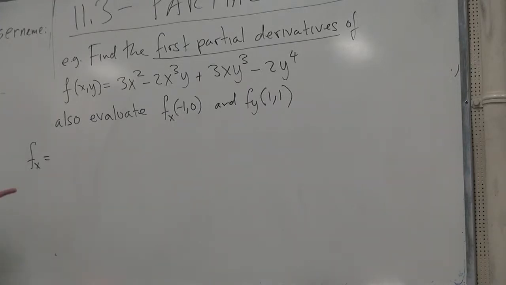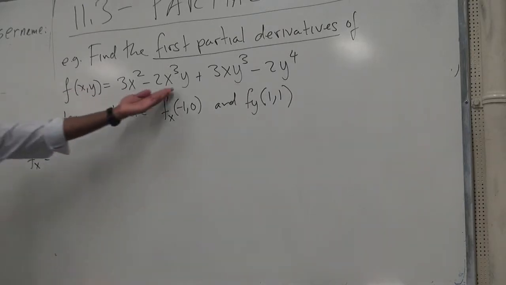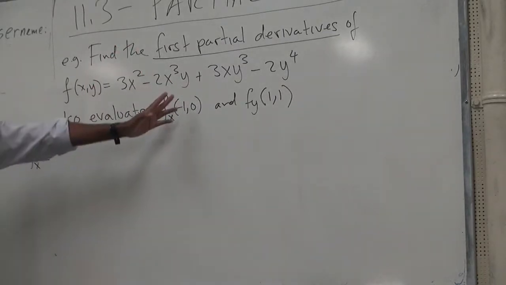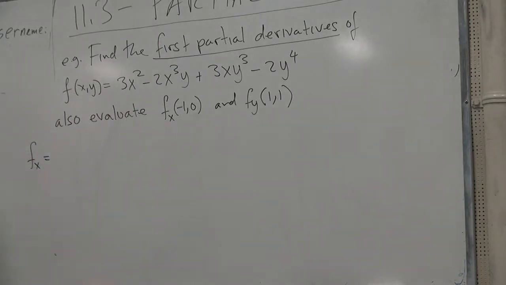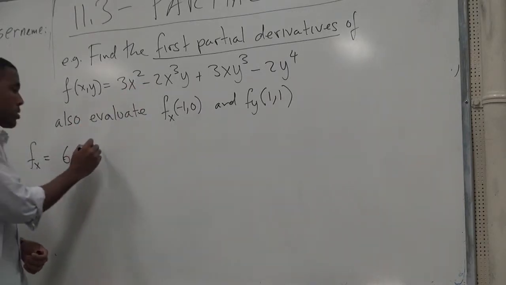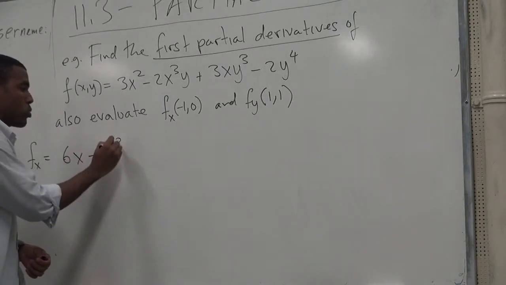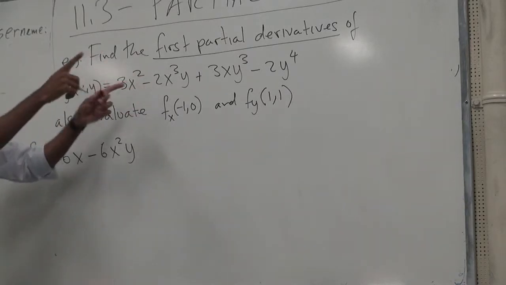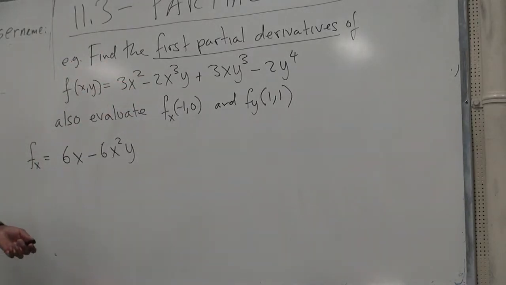Okay, so the trick is, remember, when you're doing fx, everywhere you see a y, it's now a constant. Might as well be 2 or pi or 7. It's a number now. Y does not move. Only x is the variable. So if you differentiate this, you would have 3x squared, you differentiate that, 6x. What's the derivative of this? Minus 6x squared y, right? Because you just have a constant times x cubed. You differentiate x cubed, you leave the constants alone. That's how you differentiate those.